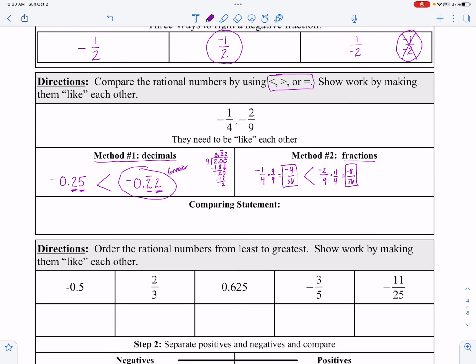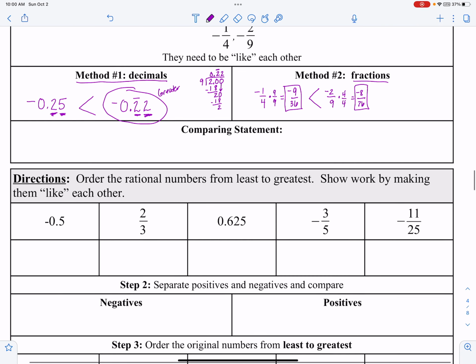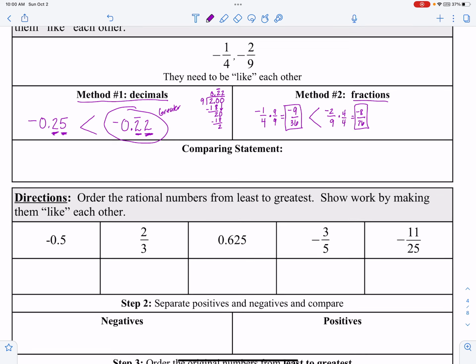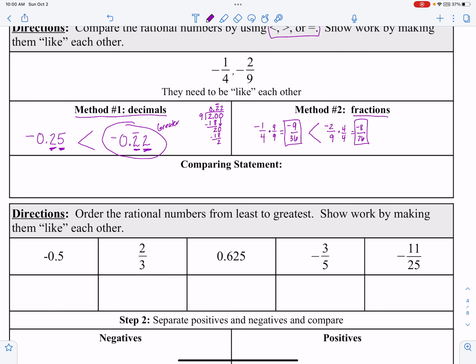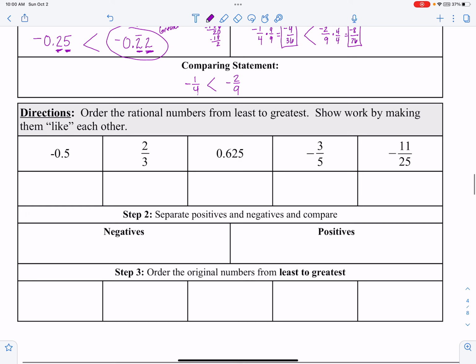Okay. Now that I've shown that both of that work, I can go ahead and write my actual comparing statement with my original numbers. Okay. So my original number was -1/4 is less than -2/9. Okay.